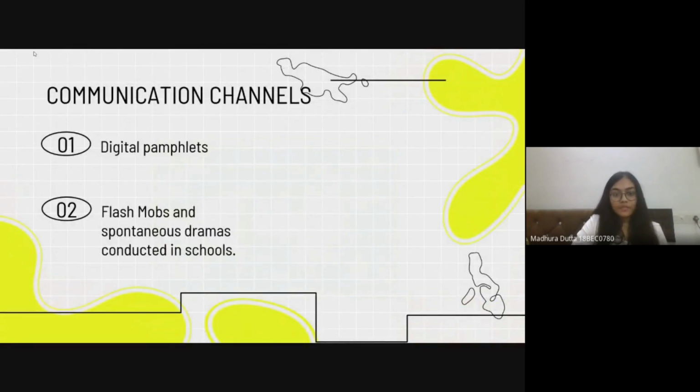So, our primary communication channel would be digital pamphlets. These digital pamphlets can be circulated among school children so that they can have complete information about the initiative and take help from UFIT. We would also be conducting flash mobs and spontaneous dramas that would spread awareness about the ills of obesity in the schools that we would be integrating with.